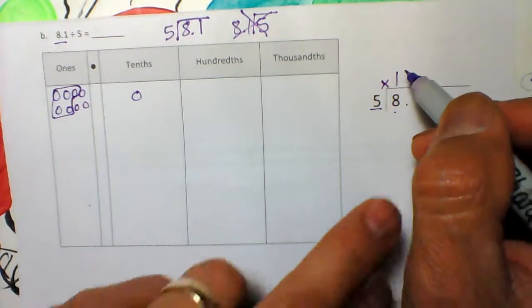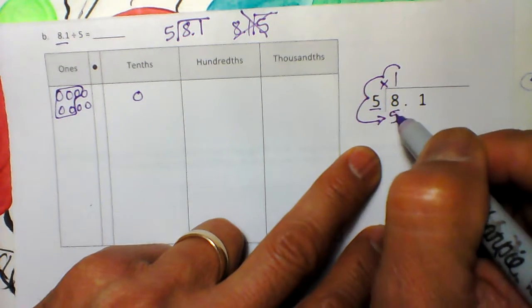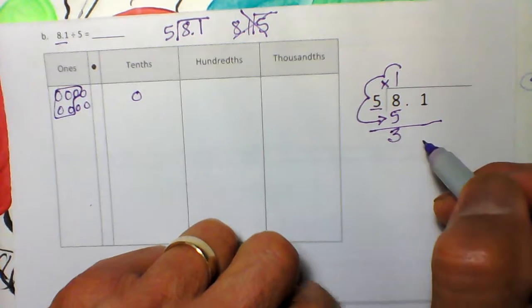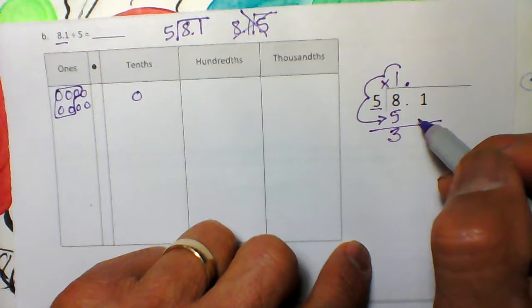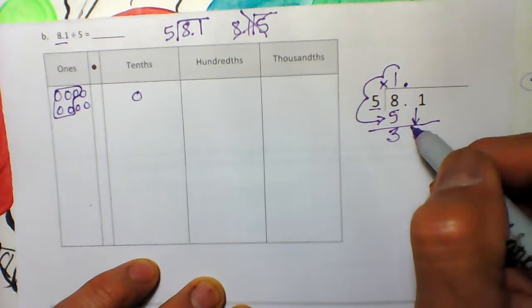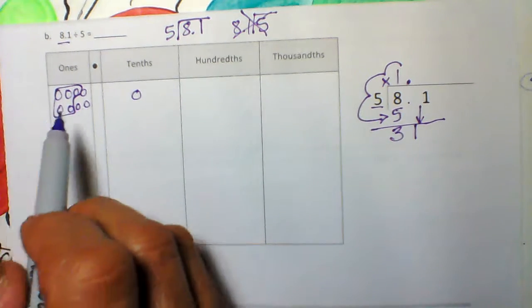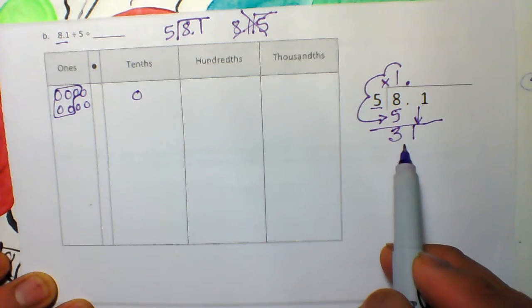Again, let's do this. 1 times 5 equals 5. You place the 5 right below the 8 and then you subtract. Now we know that we have a decimal point right here, correct? So now we lower the 1, right? And let's see what's going to happen over here. So we have 31 tenths.